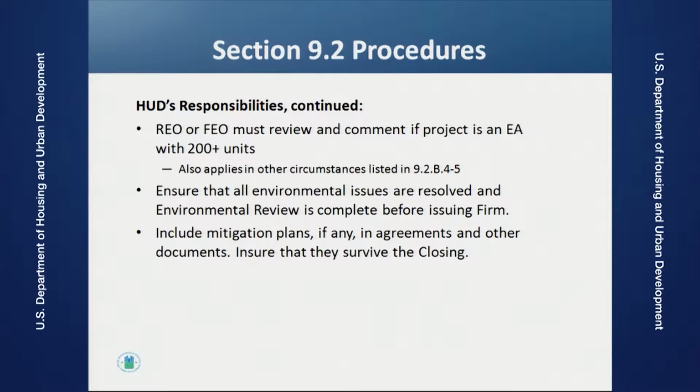Conditions of the firm at this point, as we've all learned in transformation, don't necessarily survive the closing. So in many cases, you're going to be putting in information requirements or conditions to the processing that ask the owner-developer to certify certain things will continue after closing. A mitigation plan, if any, in agreement with other documents, it's up to us to make sure that they survive closing. HEROS gets into that later on when they start asking about the mitigation plan and who's going to be monitoring it.